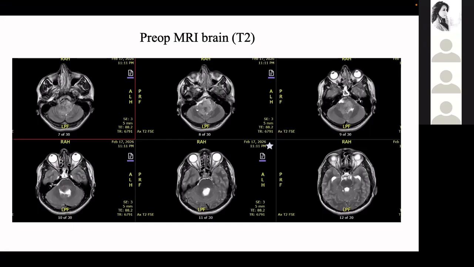All right, so these are axial T2-weighted images in which you can see that there is a lobulated lesion in the posterior fossa, which is predominantly arising from the fourth ventricle and minimally extending into the right CP angle. It is showing a surrounding CSF cleft around it, and it is also causing obstruction at this level, resulting in proximal obstructive hydrocephalus. Next image, please.